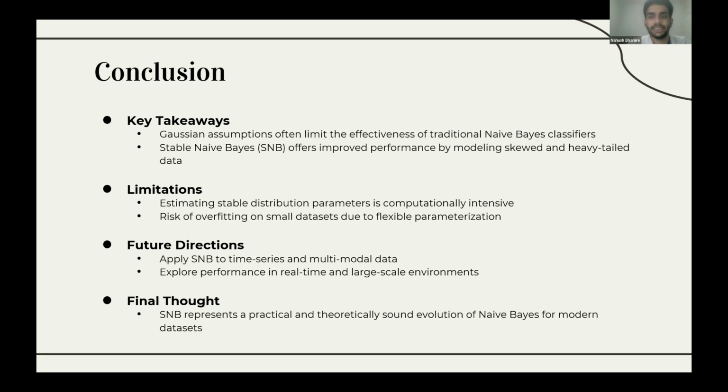One key aspect of our implementation was that, consistent with the naive Bayes assumption of feature independence, we modeled one-dimensional stable distributions for each feature. This simplification made the estimation tractable and interpretable. However, for more complex models, especially those that do not assume feature independence, we would need to fit multivariate stable distributions, which is a much more challenging task, both statistically and computationally.